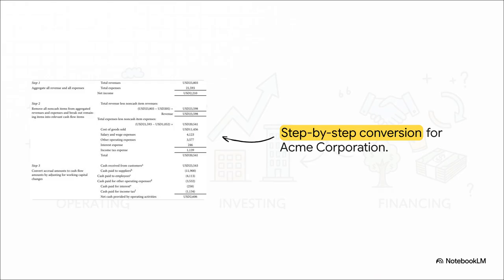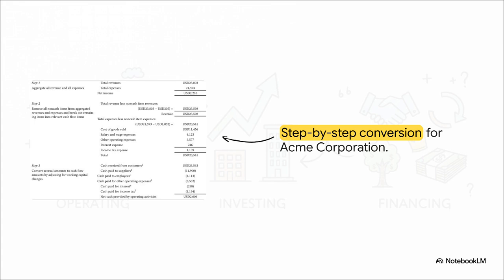Looking at step 1 at the top, we take their net income of $2,210 and break it completely apart into total revenues and expenses. Then in step 2, we remove the non-cash noise. We take out a $205 non-cash gain from revenues, which gives us a clean revenue number of $23,598. We do the exact same thing for expenses, pulling out a massive depreciation charge.